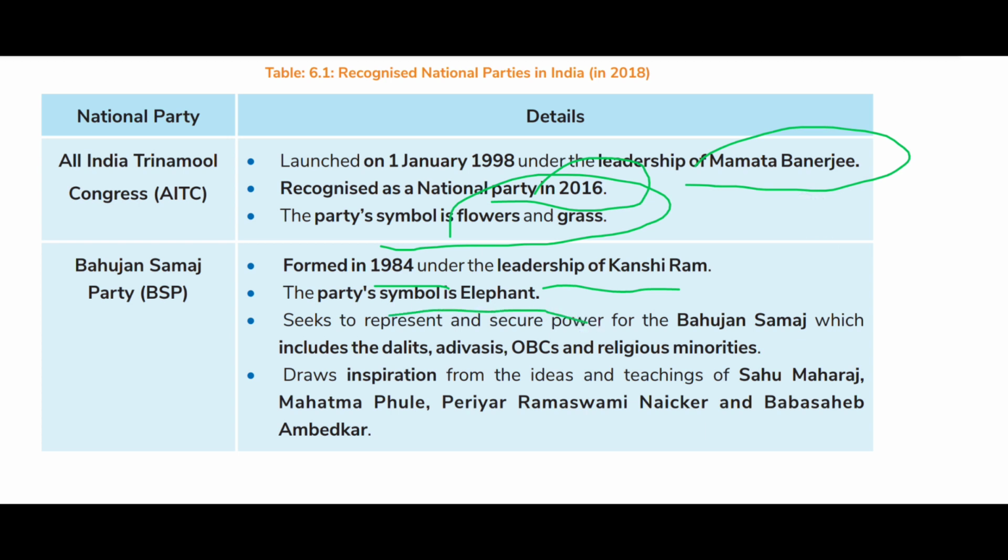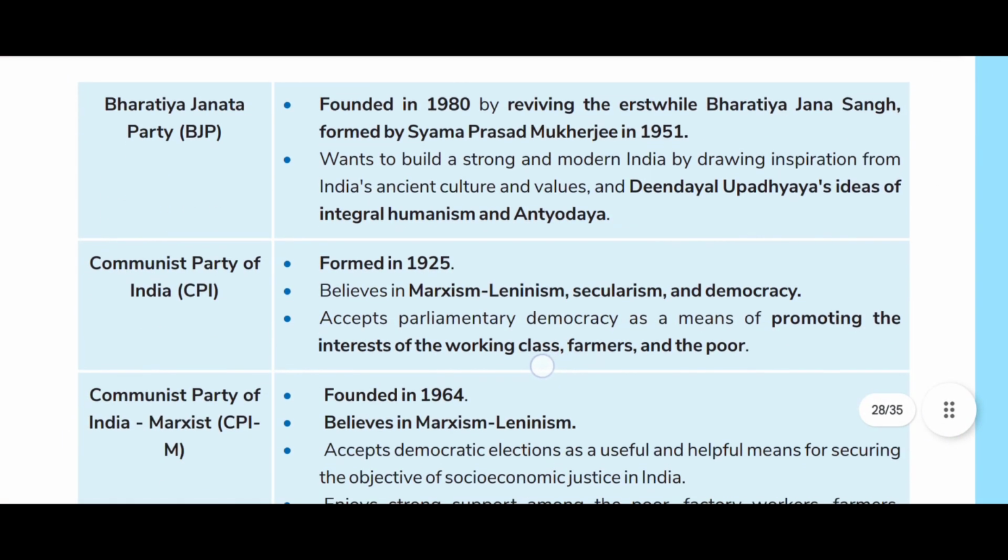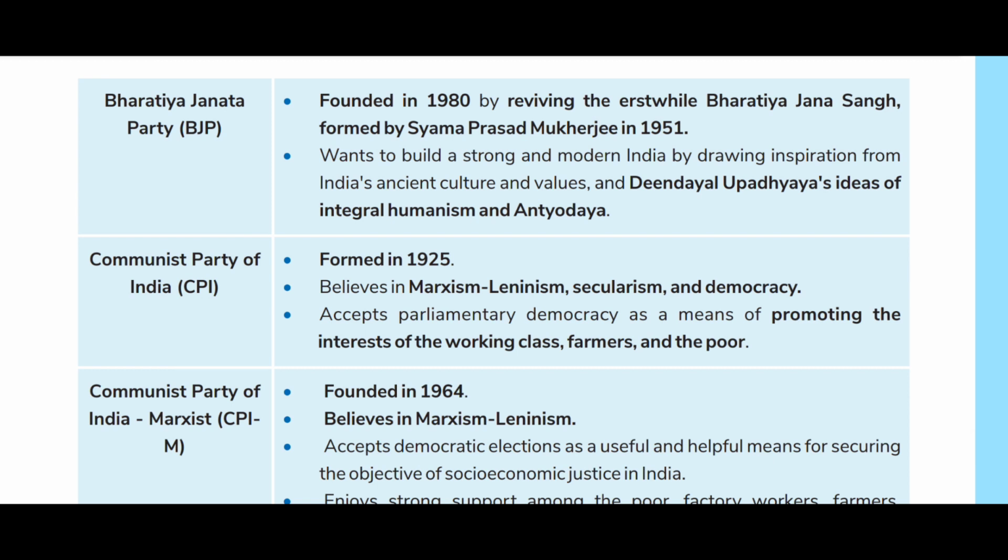It seeks to represent and secure power for the Bahujan Samaj, which includes the Dalits and Adivasis, OBCs and religious minorities. It draws inspiration from the ideas and teaching of Sahu Maharaj, Mahatma Phule, Periyar Ramaswamy Naicker, and Baba Saheb Ambedkar. Bharatiya Janata Party. Bharatiya Janata Party was founded by reviving the erstwhile Bharatiya Jan Sangh, formed by Syama Prasad Mukherjee in 1951. Bharatiya Janata Party wants to build a strong and modern India by drawing inspiration from its ancient culture and values and Deen Dayal Upadhyay's ideas, integral humanism and Antyodaya.